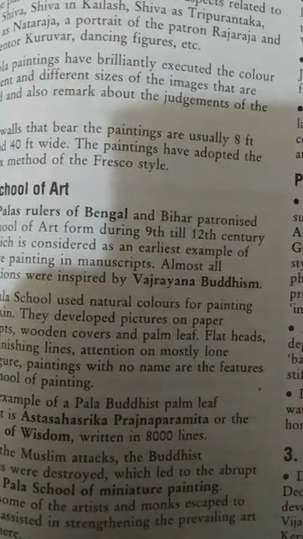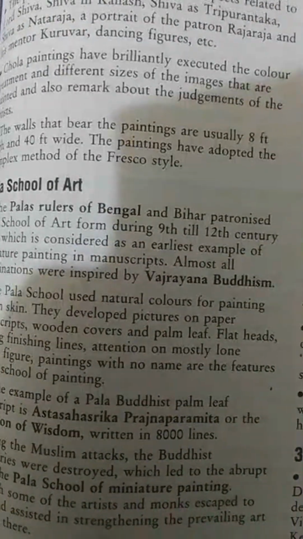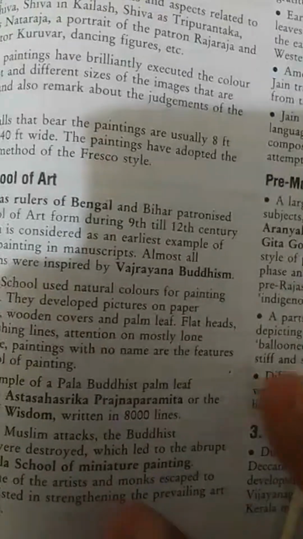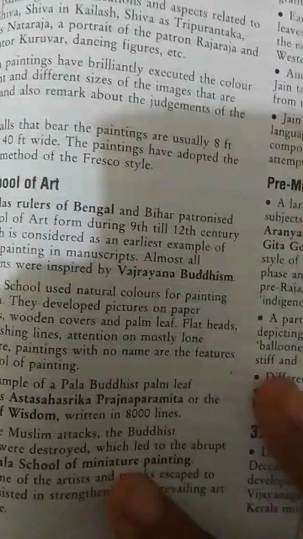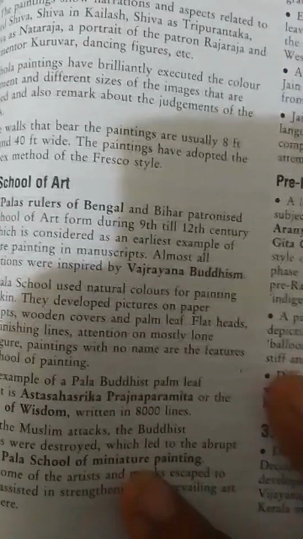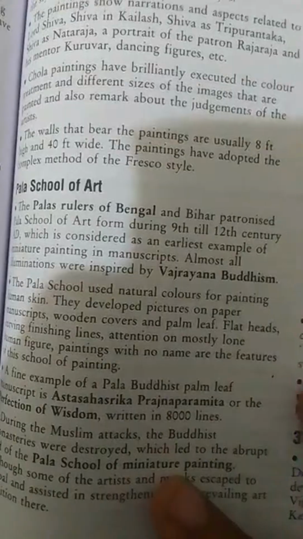An example of a Pala manuscript is the Ashtasahasrika Prajnaparamita, the perfection of wisdom written in 8,000 lines.